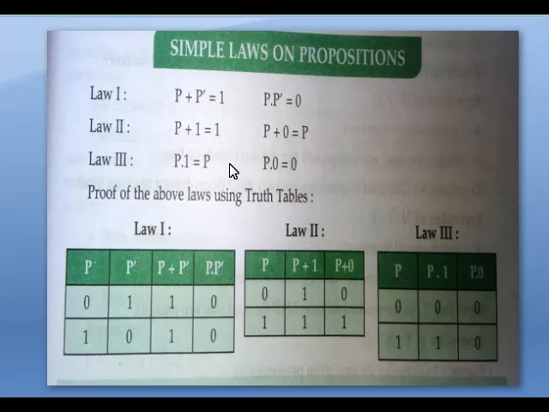P plus P dash means 1, P into P dash means 0, P plus 1 means 1, P plus 0 means P, P into 1 equal to P, P into 0 means 0. So, in the last truth table also they have shown the laws. Okay. The next one we are going to see is propositional statements and expressions.